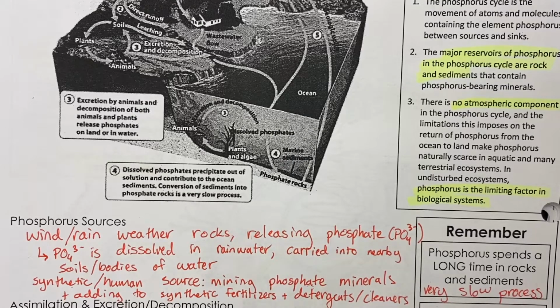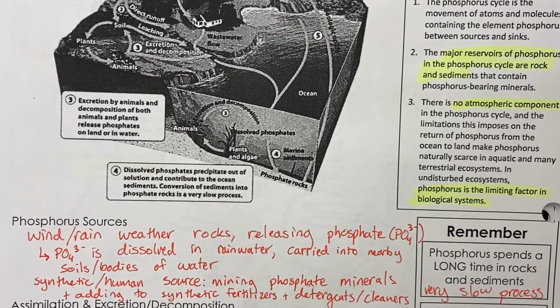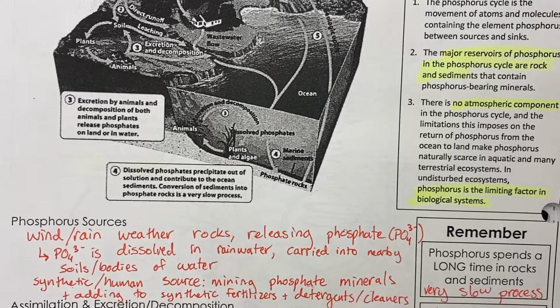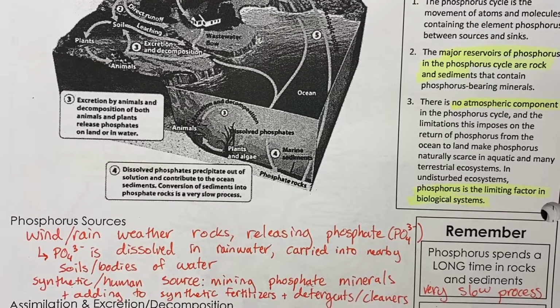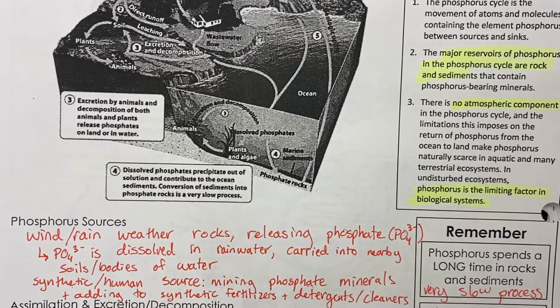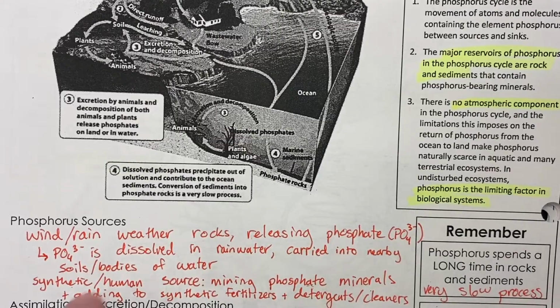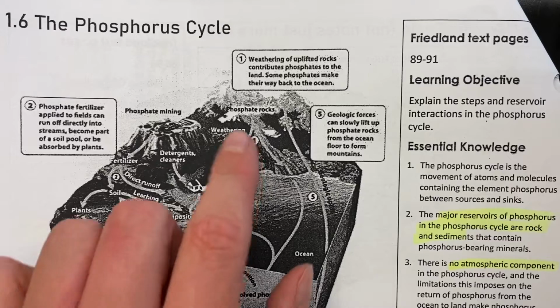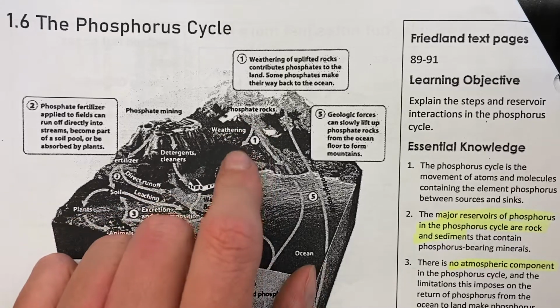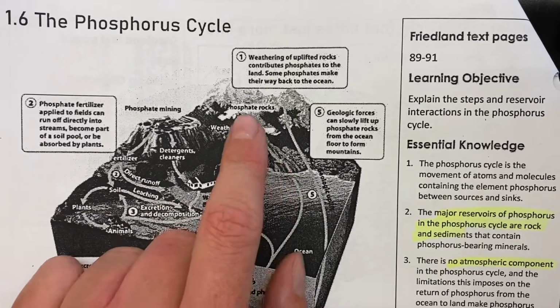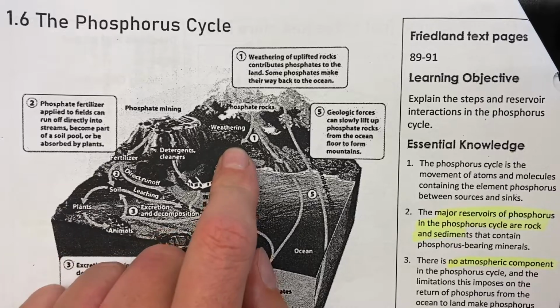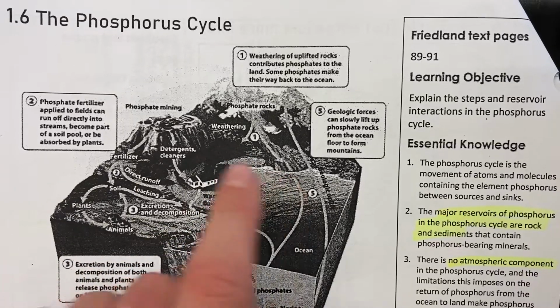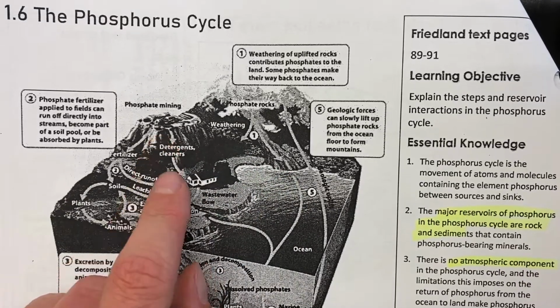And then synthetic or human sources, we also mine phosphate minerals. So we go into those rocks and dig up phosphate-containing minerals. And we add this to synthetic fertilizers and also detergents. So here is weathering. We have these rocks on a mountain. Wind and rain break them down and put phosphate into the soil or into the water. There's a little picture of a mine here.